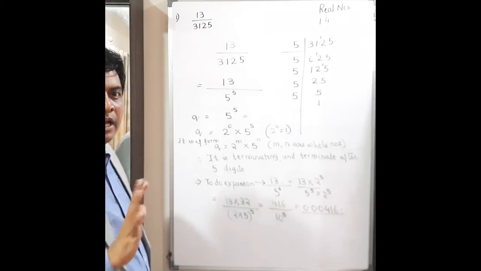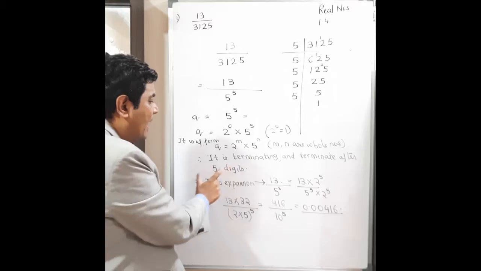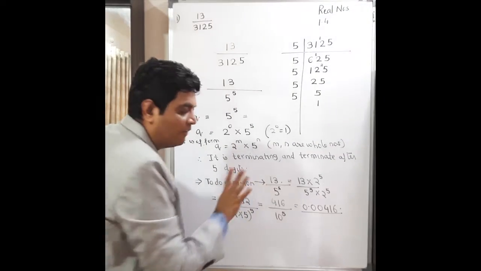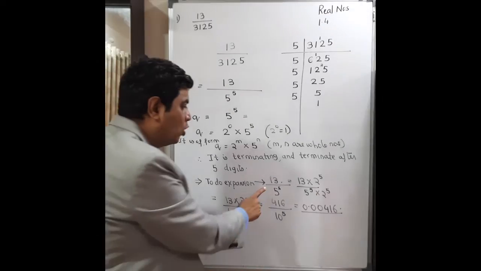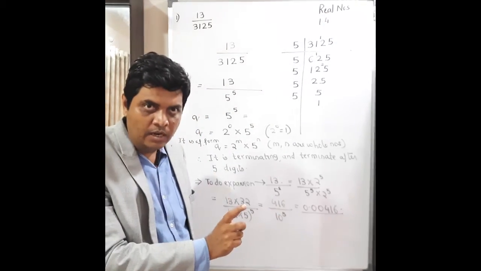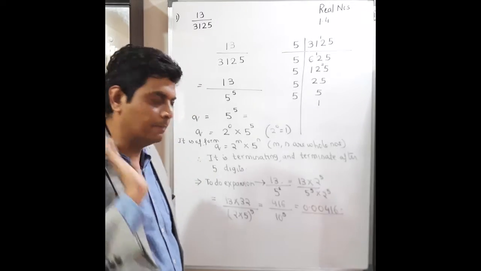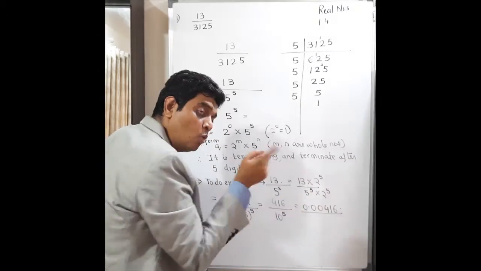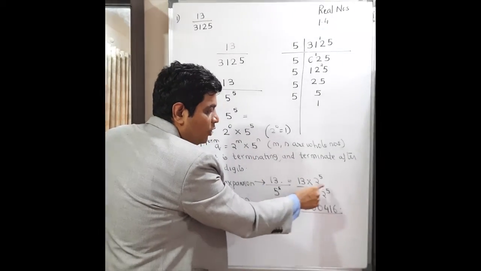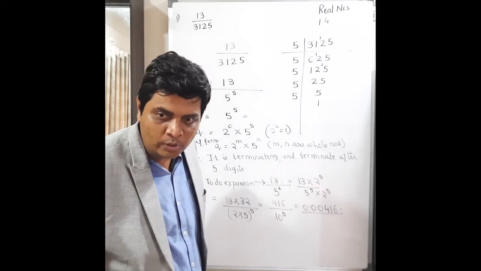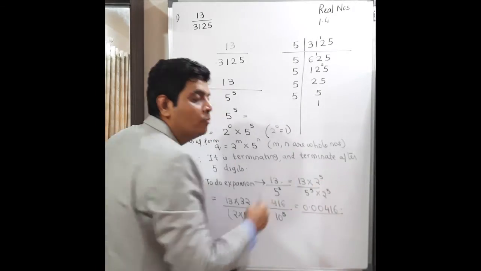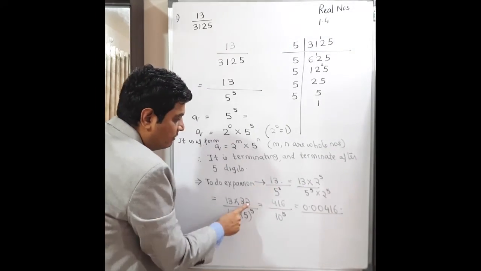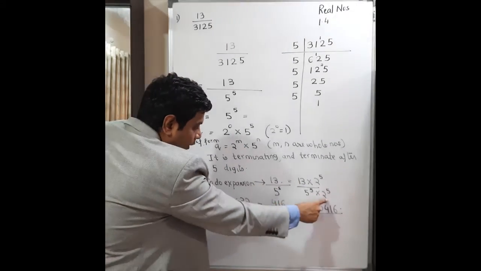Whichever power is higher, it will terminate after that many digits. Okay. Now in the next question they have asked you to find the decimal expansion. So what is the method? It is 13 upon 5 raised to 5. I should have both 2 and 5 in the denominator and the power of both should be the same. I want 2 also with the same power 5, so I will multiply the denominator by 2 raised to 5, and multiply the numerator also by 2 raised to 5. So it becomes 13 multiplied by 32 divided by 2 into 5 raised to n.